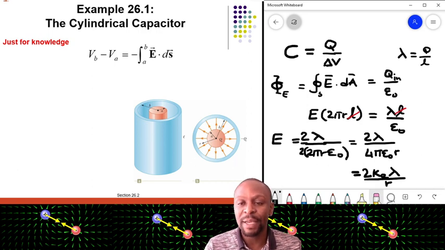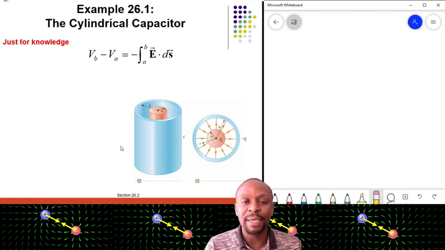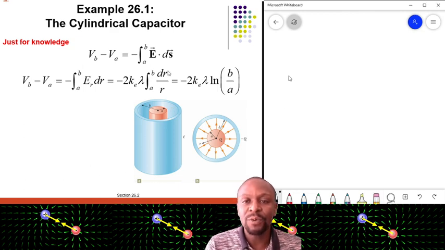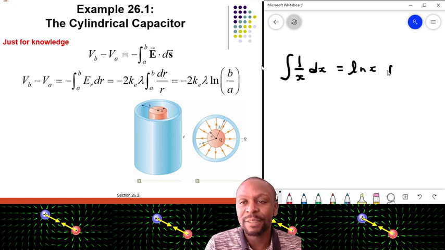Then I will go back and plug that equation into this problem. Now I'm just going to plug in the equation for the electric field, because I know the electric field is 2 KE lambda divided by r, and those are constants, and ds in this case is just dr. And then when you integrate that from A to B, this is what you are going to have. Let me also remind you how to do the integral. When you have to do the integral of 1 over x dx, this is just the natural log of x plus c.